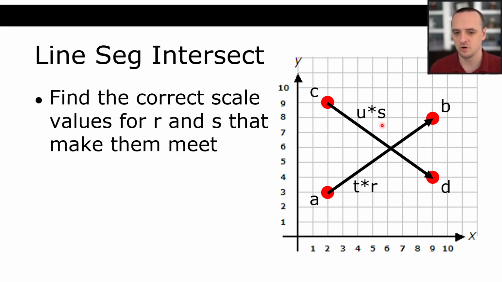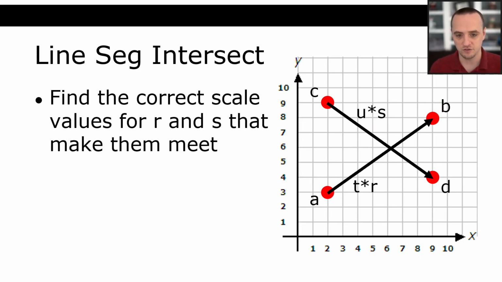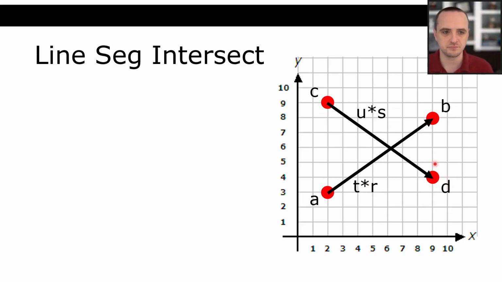See that? So here we would have values of 1 for U and T, right? Because they go all the way to their respective points. But here we have some scaled values which makes them meet in the middle. And if two line segments intersect, you can tell that there will be a U and a T where that happens. So let's look at a little bit of math here.